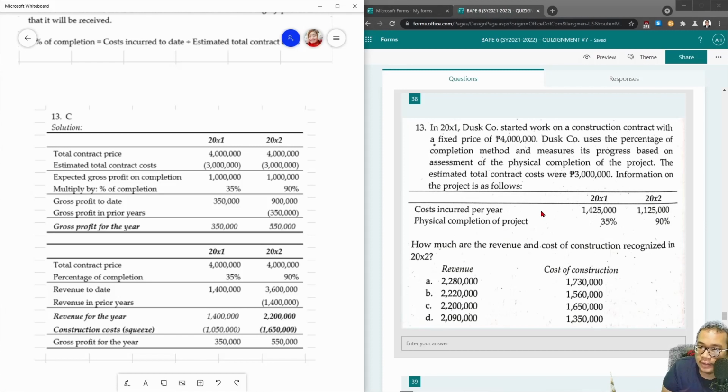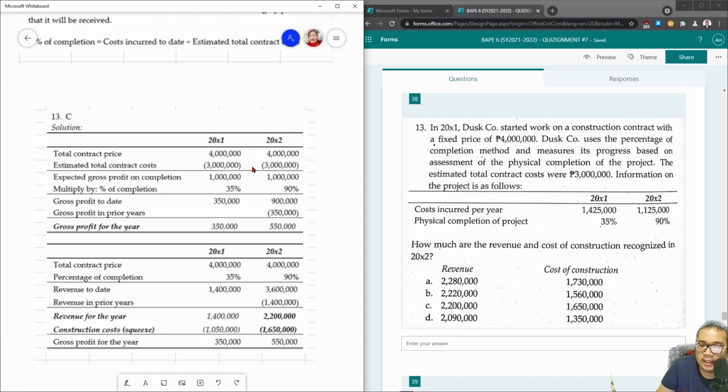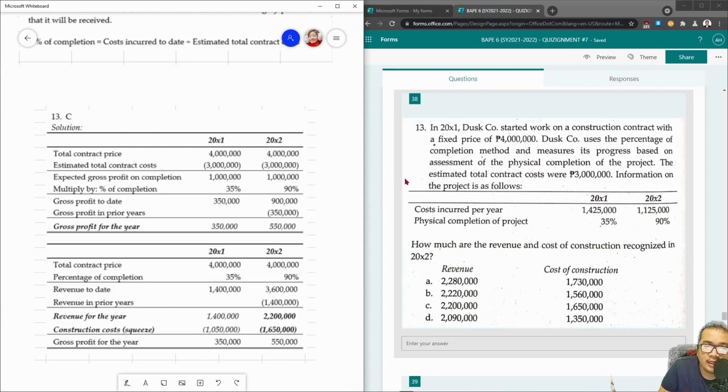Cost incurred per year, 1.425 for 20x1. 1.125 for x2. Physical completion of the project, 35 and 90%. How much the revenue and cost of construction recognized in 20x2. So basically, iba lang. Same lang gagawin mo. Iba lang yung percentage of completion mo. Kasi instead of cost, physical completion yung magiging basis.